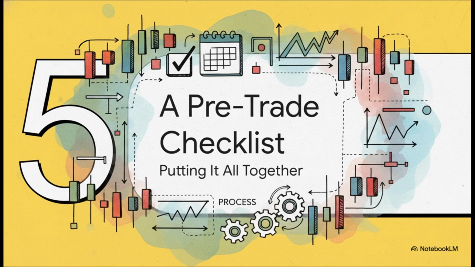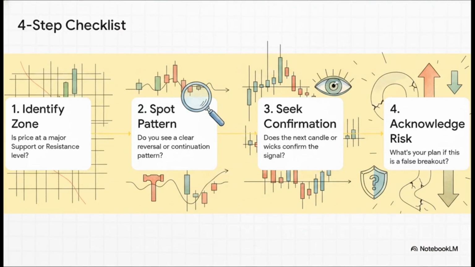All right, we've covered the patterns, we've covered the confirmation tools. Now let's put it all together into a simple, repeatable checklist you can use before every single trade. This is it, your pre-flight checklist. Four simple steps. Number 1, identify the zone. Is the price at a critical level? Number 2, spot the pattern. Do you see a clear signal? Number 3, seek confirmation. Do the next candles or wicks back up your theory? And finally, step 4, and this one is non-negotiable. Acknowledge the risk. What's your plan if the market proves you wrong?